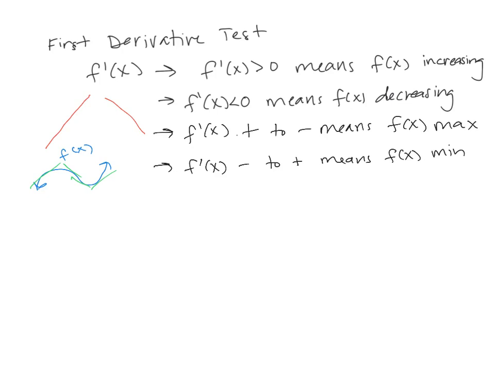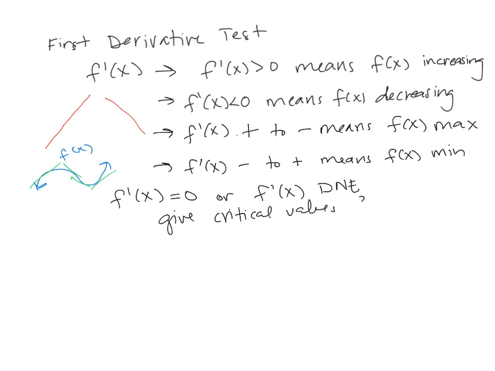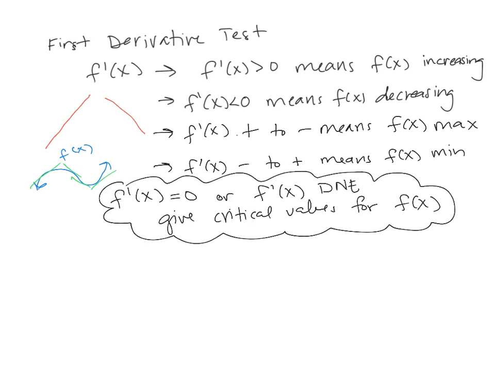Okay, and so that's what the first derivative test gives me, and in order to make these determinations, I find f prime of x and I set it equal to 0, or I determine when f prime of x does not exist, and these give the critical values for f. And that is what helps you make your sign chart for f prime, this little nugget of information right here. And once I make that sign chart for f prime, I can answer all of those arrows above, okay?